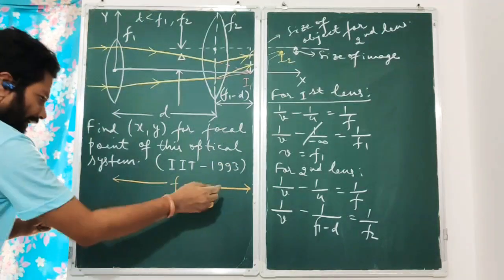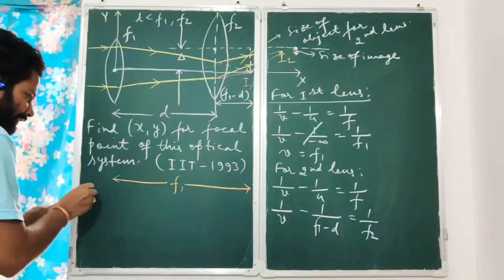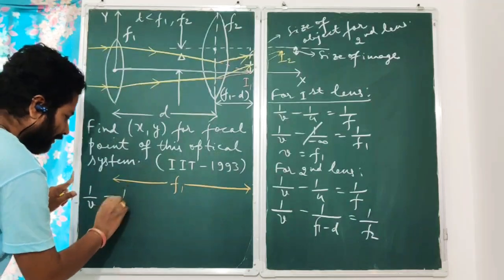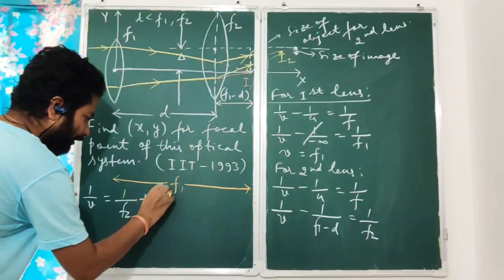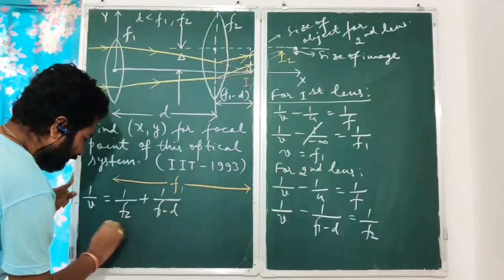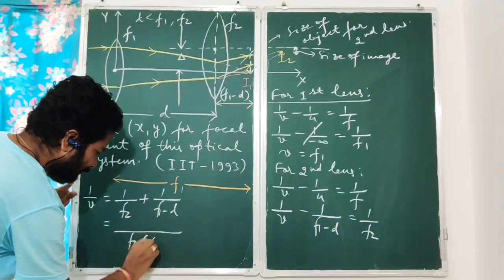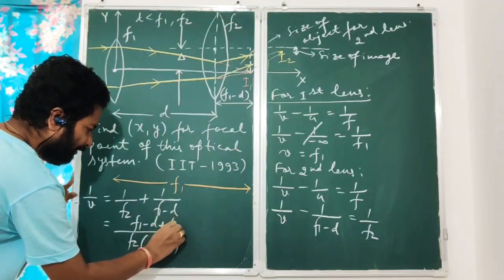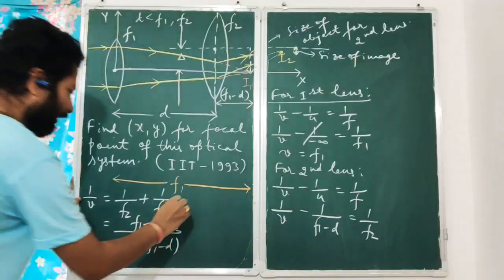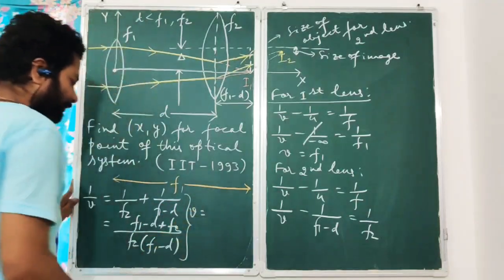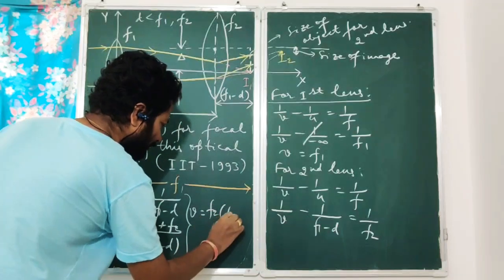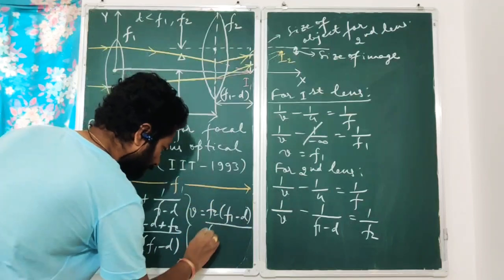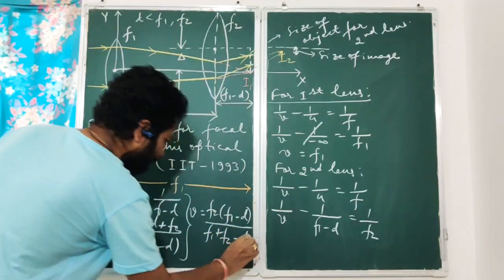So now we can write the same expression as 1 by v will be equal to 1 by f2 plus 1 by f1 minus d. So f2 into f1 minus d. So here what will you get? f1 minus d plus f2. Then what is the value of v from here? It is f2 into f1 minus d divided by f1 plus f2 minus d.